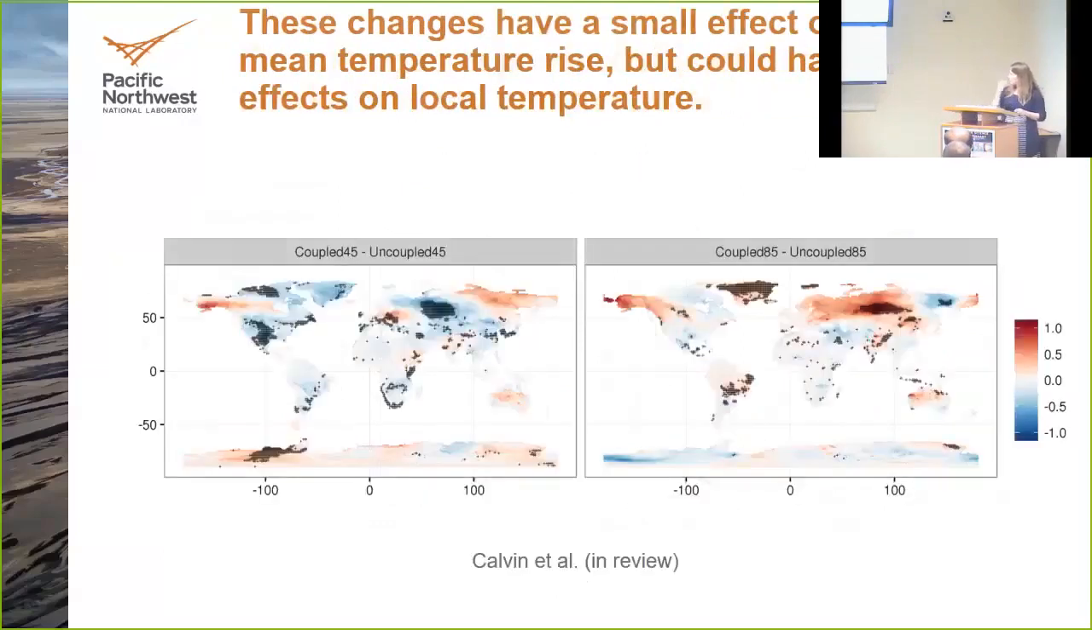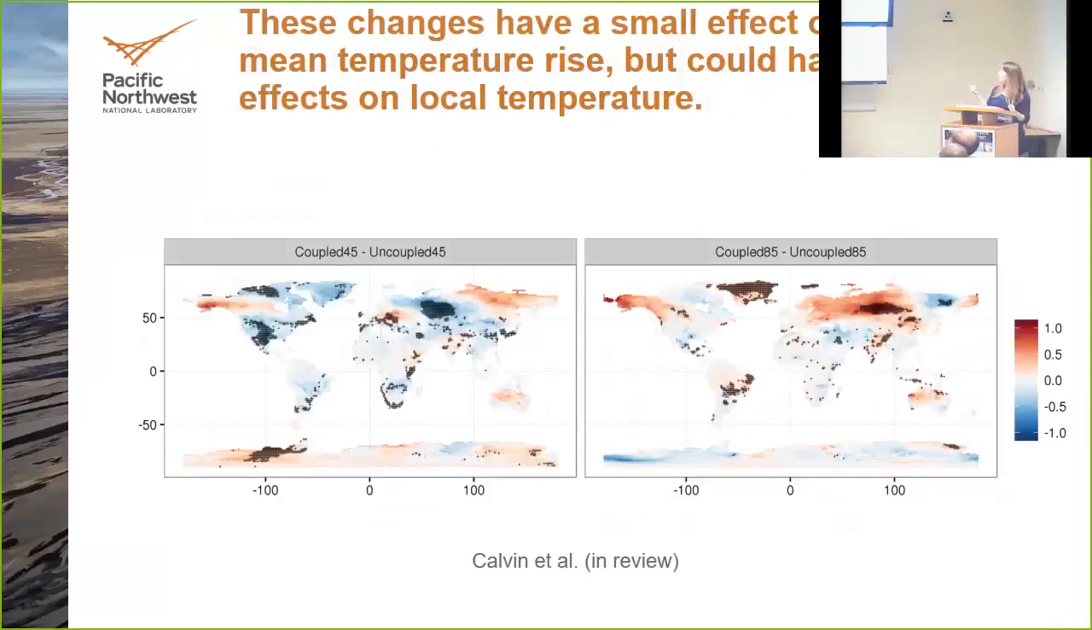And this is a paper that we've done as a follow-on. It's still in review, but we're looking at what happens locally. When you look at this, as I said, it was only about 5 ppm CO2, and so you don't really see a big change in global mean temperature. It's not statistically significant. You can see some changes in variability, but not in the actual mean state.